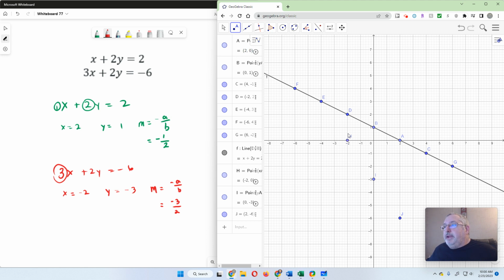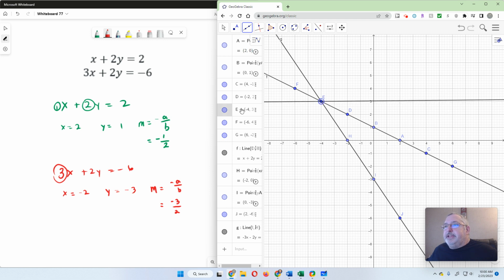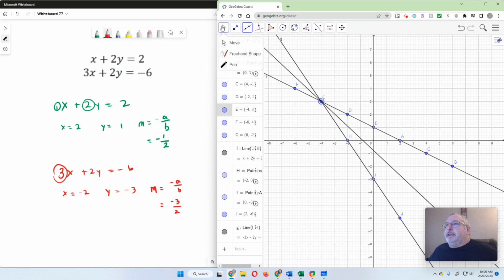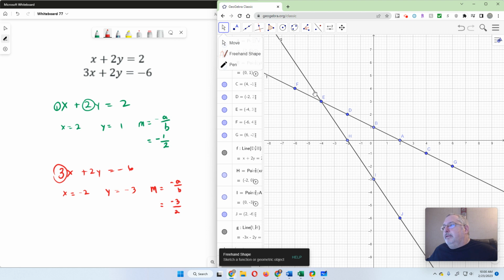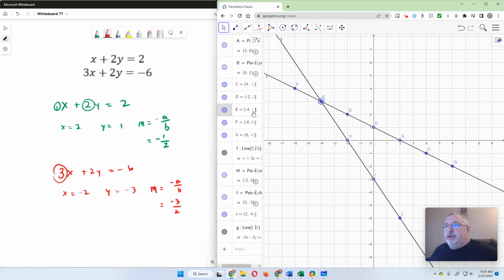If I go from this point, I can go up 3, 1, 2, 3, and there's the intersection right there. So I know these points are going to intersect right there. And I can draw my line, and you see that the intersection is right there. So that's a quick and easy way to do that intersection. And let me get rid of that. And then let me get my pointer tool here. So I can tell right there that that point is -4, 3 is the intersection.